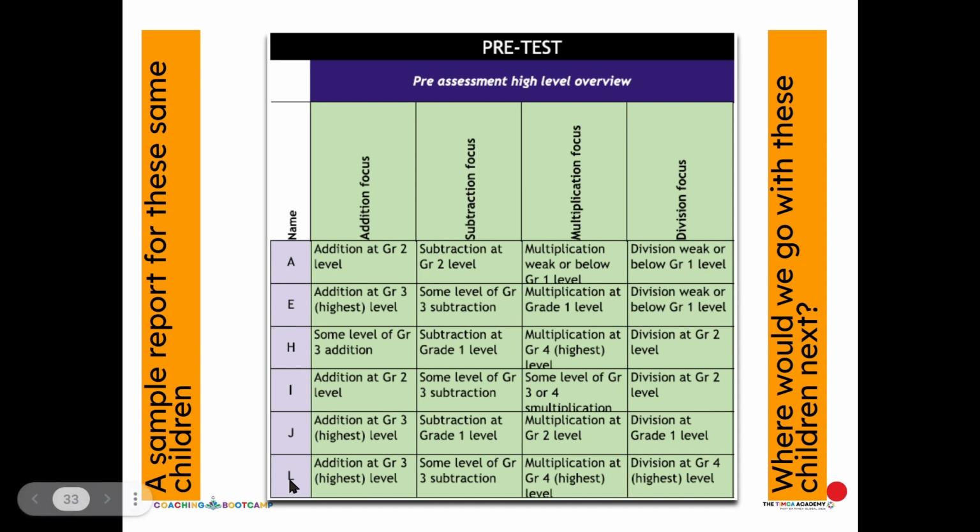So let's look at child L, and let's say again this is a grade 4 club. Their addition is at the highest level for this assessment. They've got some level of grade 3 subtraction. Their multiplication's good, their division's good. So what would we do with that child? We would focus on their subtraction work. Where would we go with these children next? So for each child, we could tell a story about what needs to happen next.